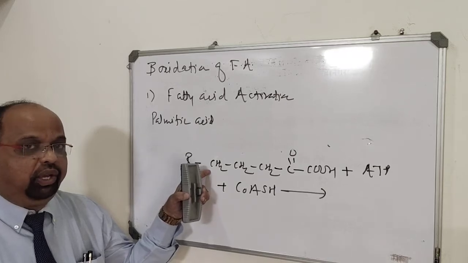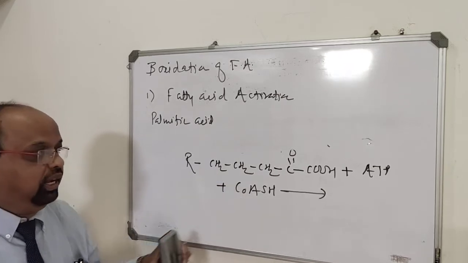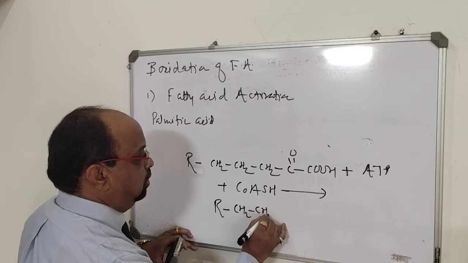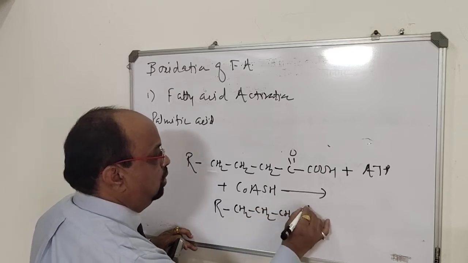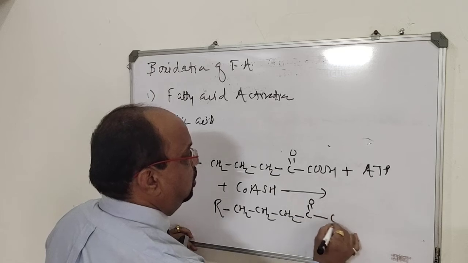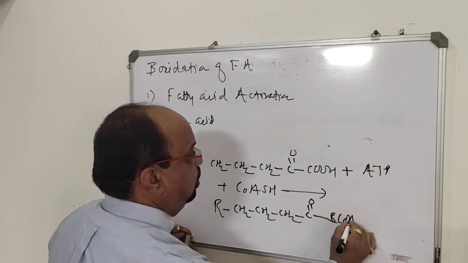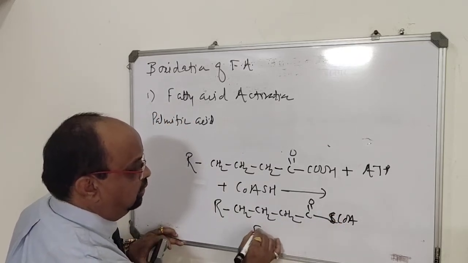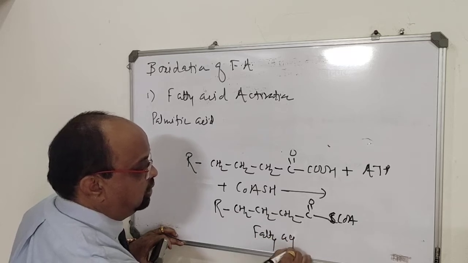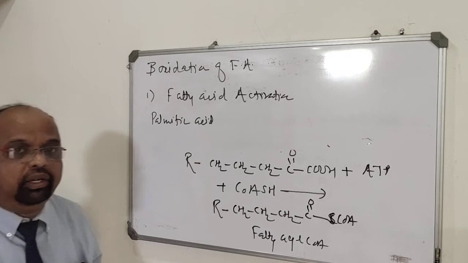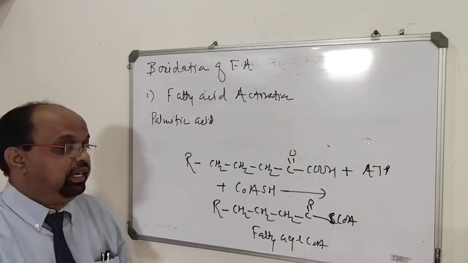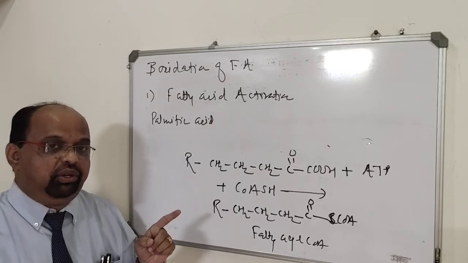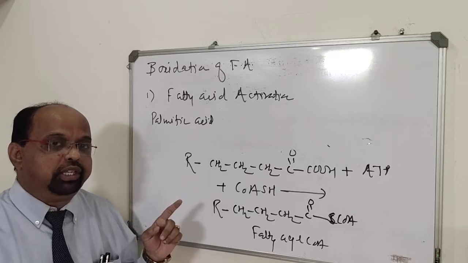So this fatty acid reacts with coenzyme A and forms a structure, CH2, CH2, CH2, C double bond O, S CoA. This is called fatty acyl CoA. This fatty acyl CoA is nothing but the activated form of the fatty acid. This activation occurs in the cytoplasm of the cell.